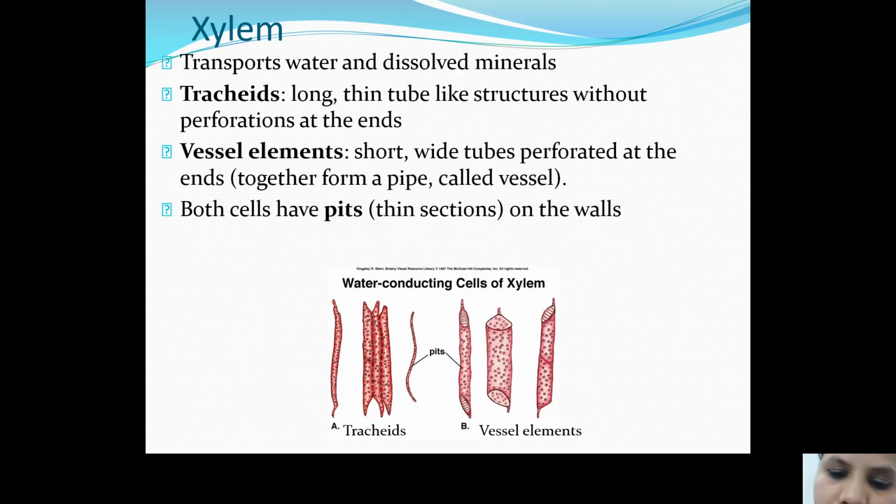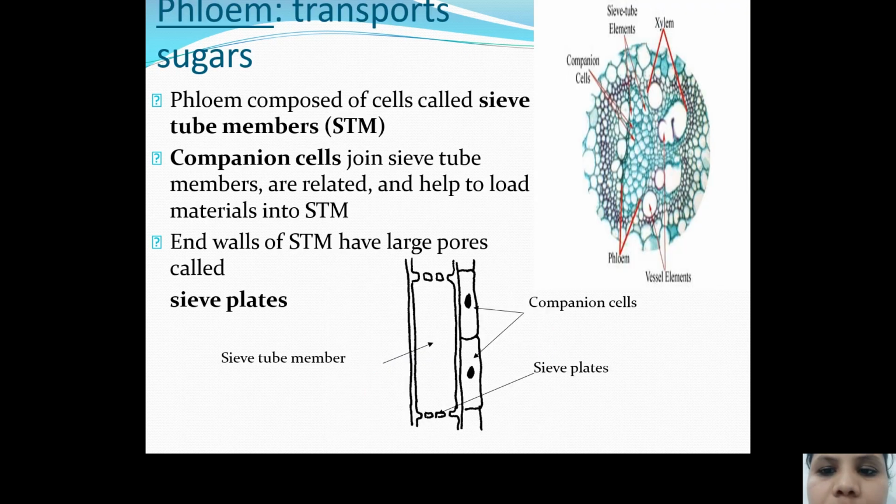Let's take a look at xylem, which is a water-conducting tissue, and it consists of different elements like tracheids and vessels. These are tube-like structures. They play a vital role in the plant body. Next, we'll see the other type of conducting tissue, that is phloem. Phloem transports sugar.